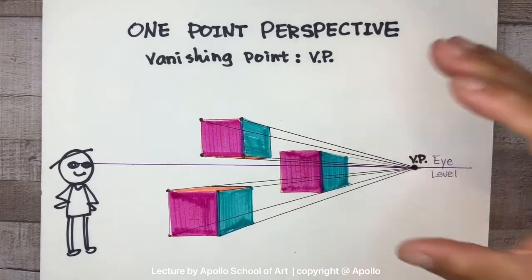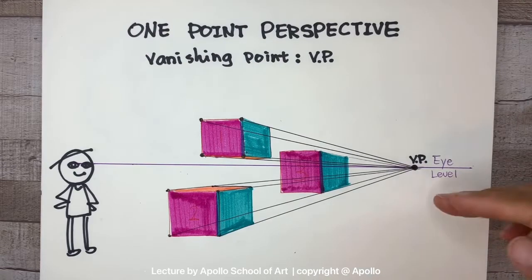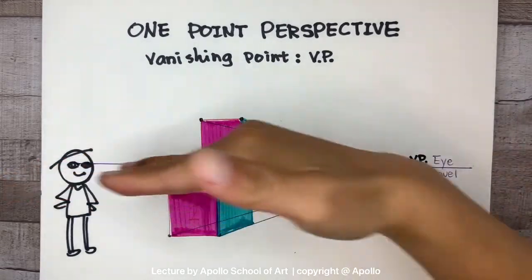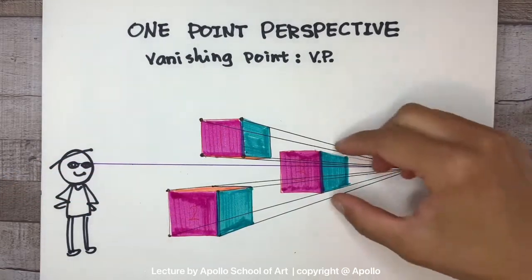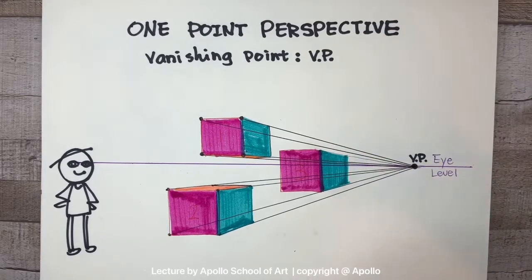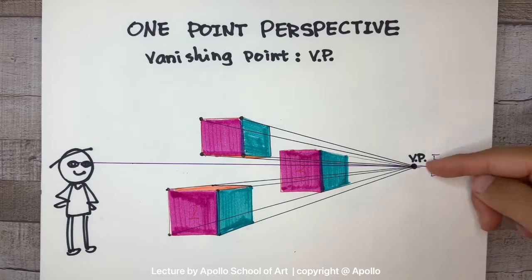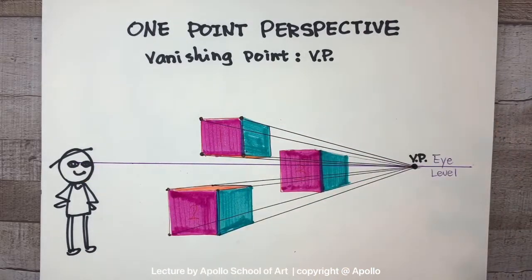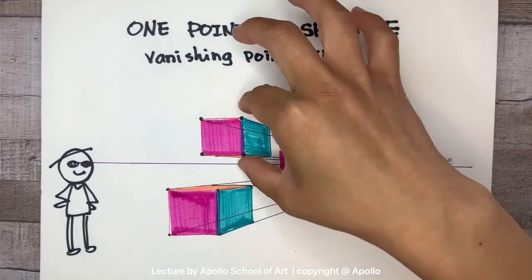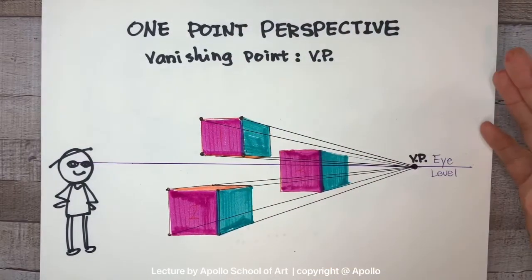Because the object is just in front of your eye, right? It's just in front and it's too big. I can't see the top and the bottom because it blocks my eye. It's just right on the eye level. So you see, the place is different, the angle will be different, the things that you can see are different.